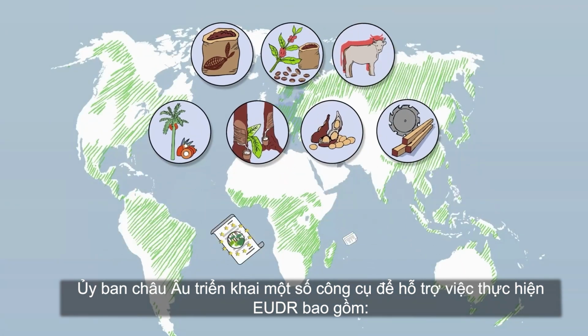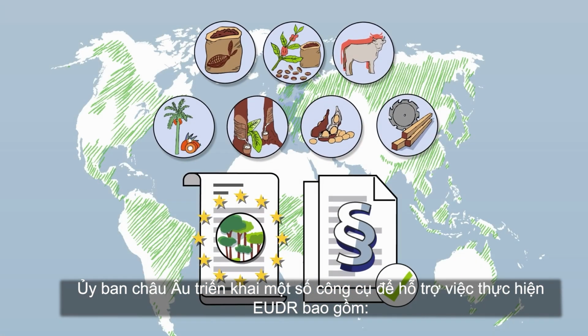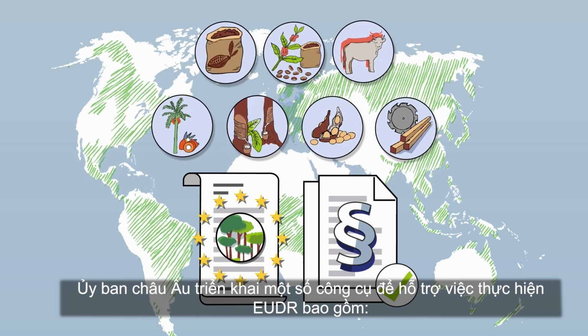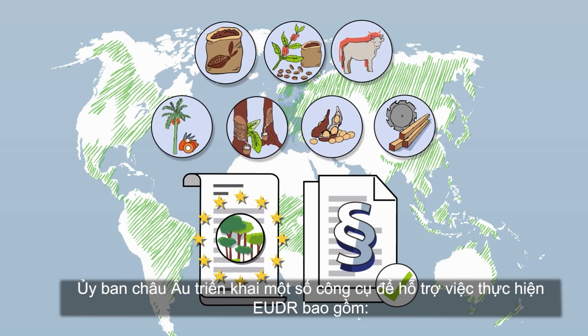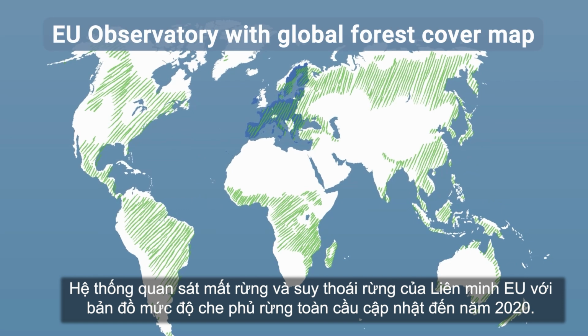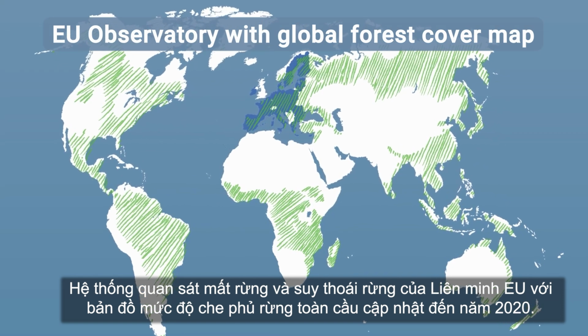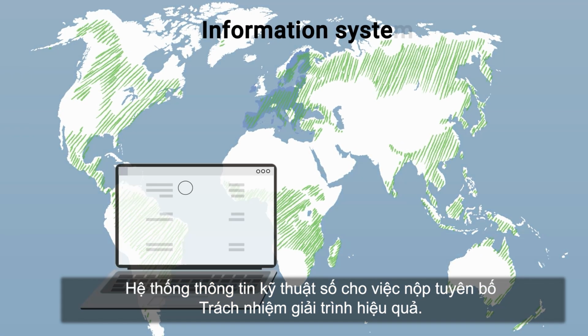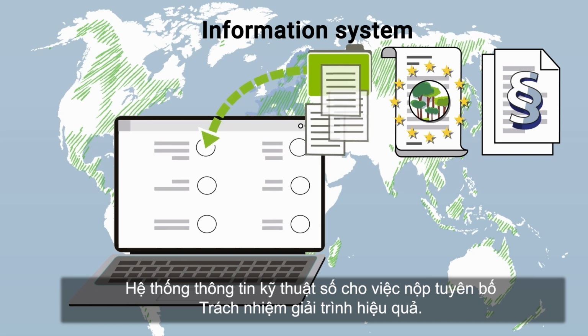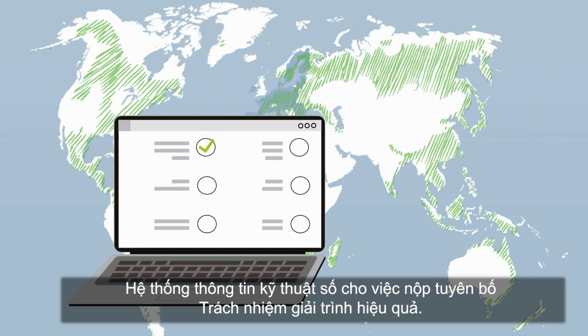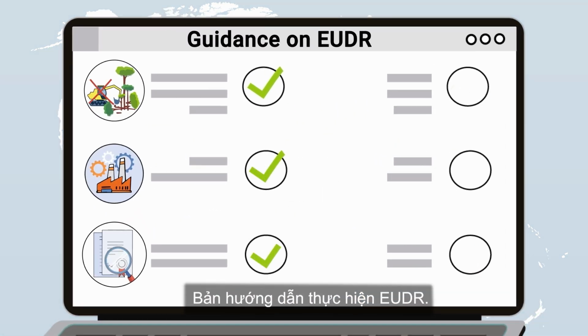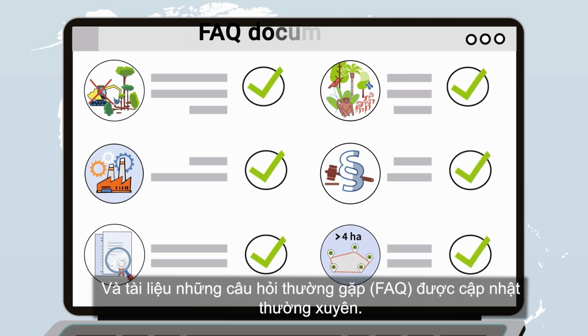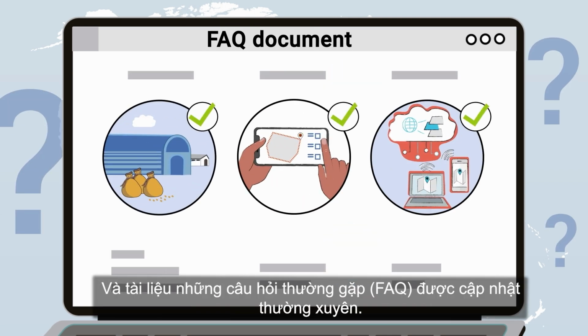The European Commission makes use of several instruments to support the implementation of the EUDR. The EU Observatory, with a map of global forest cover as of 2020. The information system for an efficient and digital submission of the due diligence statements. The guidance on implementing the EUDR, and the FAQ document that is regularly updated.